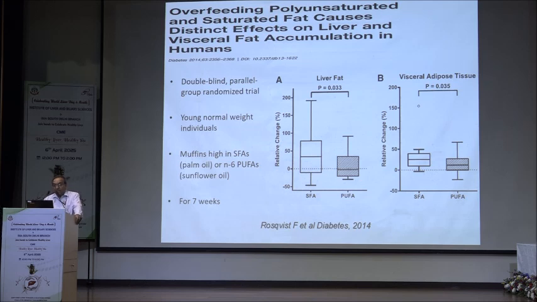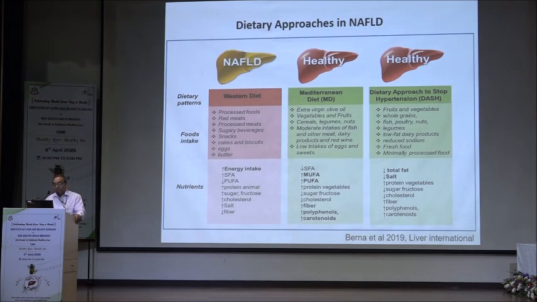Overfeeding polyunsaturated and saturated fat can cause the same effect. If we are giving polyunsaturated fat, then there was a relative change in visceral adipose tissue and liver fat. Both will go up. So as far as the dietary approach in NAFLD is concerned, there can be the Western diet, the Mediterranean diet, and there may be a diet specific to decrease blood pressure, that is the DASH diet, which is low in sodium. And as far as nutrients are concerned, we can decrease fats and to some extent carbohydrates, especially sugars.